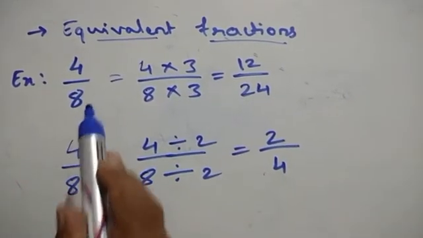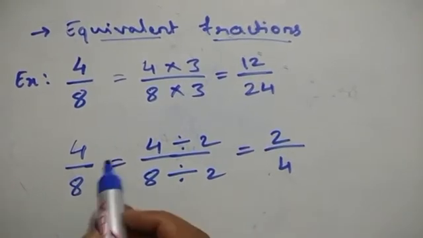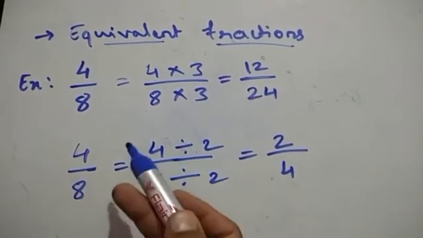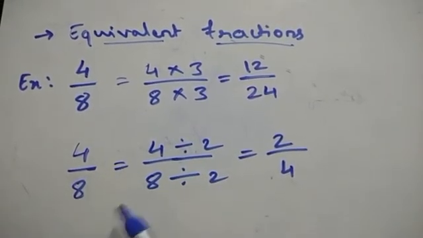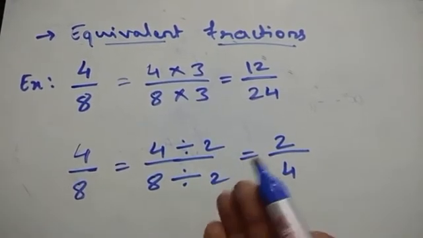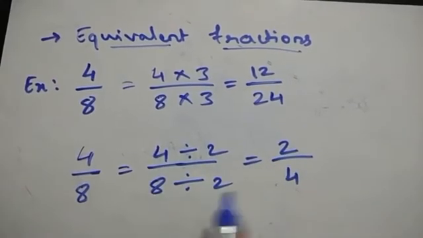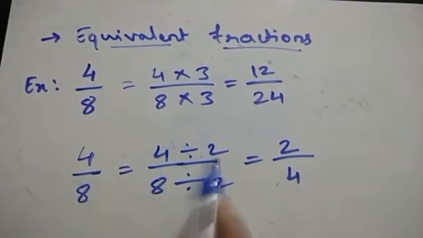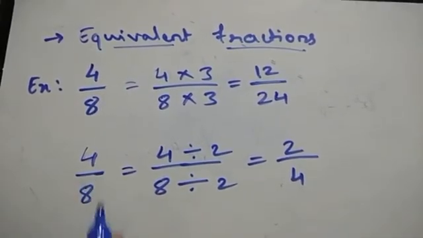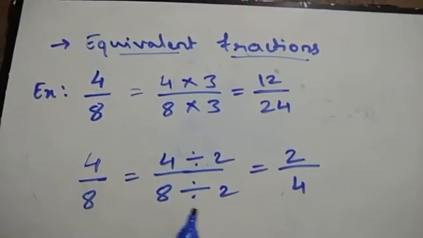As well as that, we can find equivalent fractions by dividing also. How? See here, now 4 and 8 we can divide by 2. Here we have to find a common factor which can divide both numerator and denominator. So 4 and 8 we can divide by 2, as well as by 4, right? Therefore 4 divided by 2 is what? 2, and 8 divided by 2 is what? 4. Both numbers we have to divide by the same number, that you remember. So 2 upon 4 is the equivalent fraction of 4 upon 8. Okay, I hope you understood how to get equivalent fractions by both these ways.